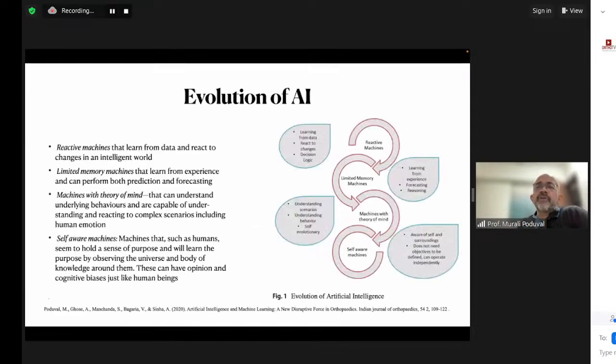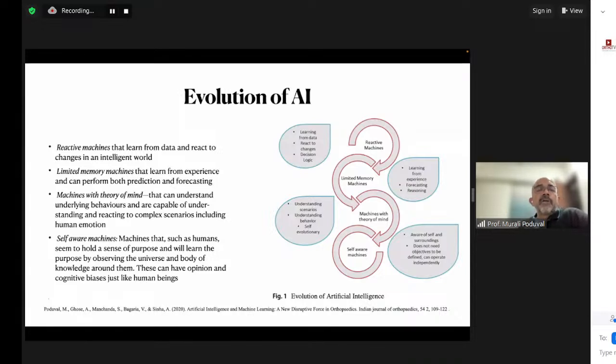But if you look at the evolution of artificial intelligence, we go from reactive machines that learn from data and react to changes in an intelligent world to self-aware machines. Machines that, such as humans, seem to hold a sense of purpose. We haven't yet reached there. And we learn the purpose by observing the universe and body of knowledge around them. These can have opinion and cognitive biases just like human beings, but we haven't reached there yet. And as far as medicine is concerned, I don't believe that we will actually reach there.